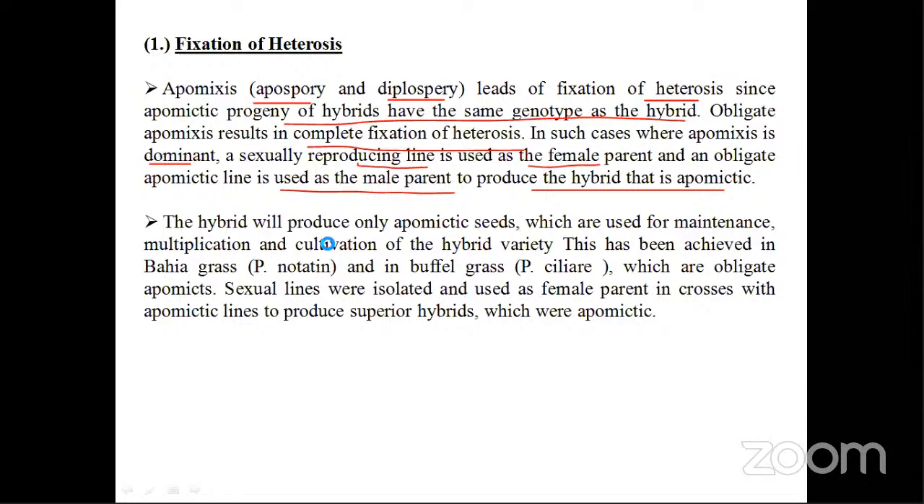Okay, so how will you go about production of the hybrid? The female parent will be the sexually reproducing one, and the apomictic one will be used as the male parent. If you are using obligate apomixis, this will lead to complete fixation of heterosis. If you are using facultative apomixis, that will give us a scope.